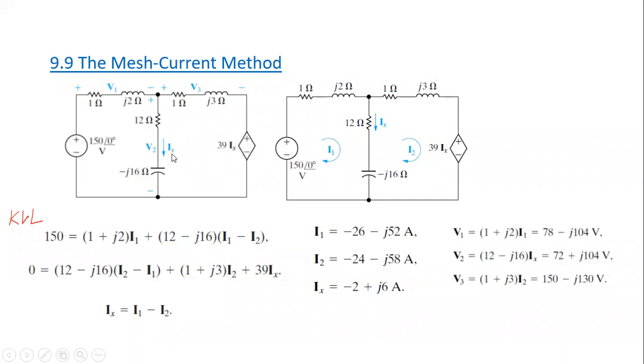And as you see here is Ix. So whatever Ix in this branch will be multiplied by 39, and this will be the voltage of this voltage source. Okay. So we need to write KVL for the first mesh. And let me remind you how we write KVL. If you are going in the direction of voltage rise, it will be negative voltage. If you are going in the direction of voltage drop, it will be positive voltage.